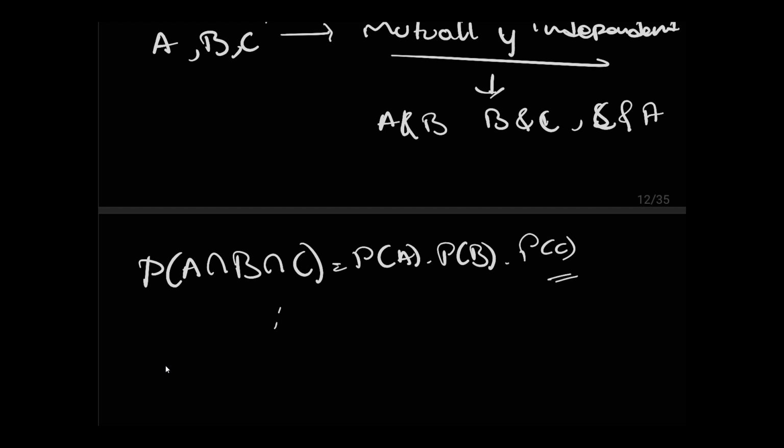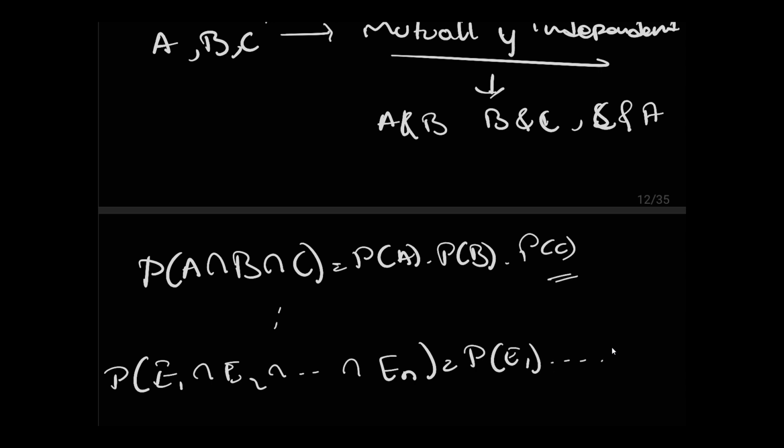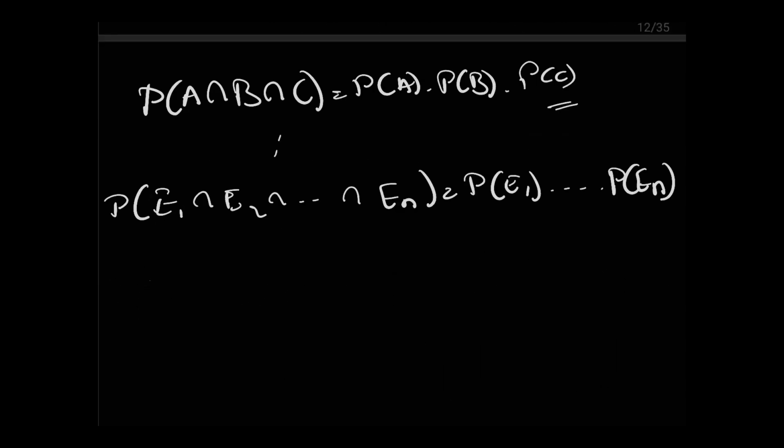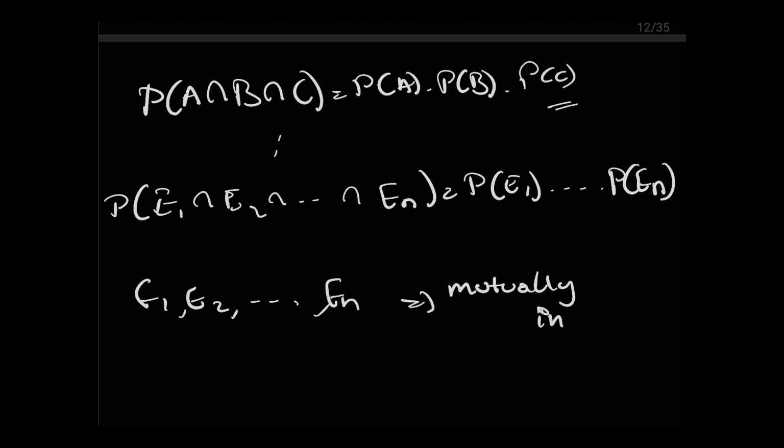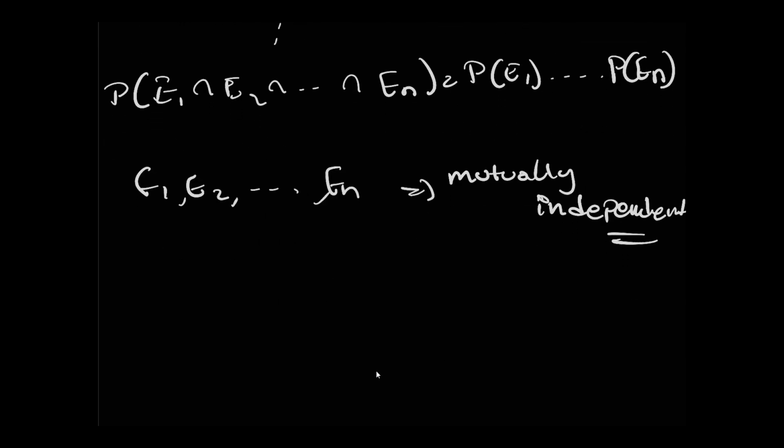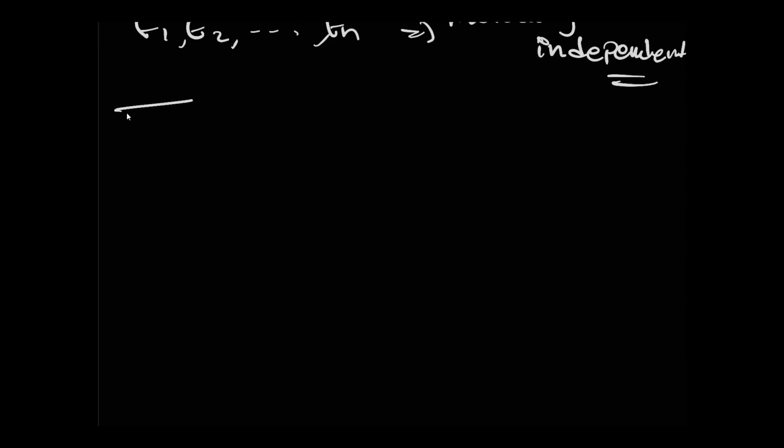And it applies for n events also. Like probability of event E1 intersection event E2 intersection and so on intersection event En equals probability of event E1 into so on into probability of event En, when E1, E2, and so on En are mutually independent. So with this we can prove one conditional probability.